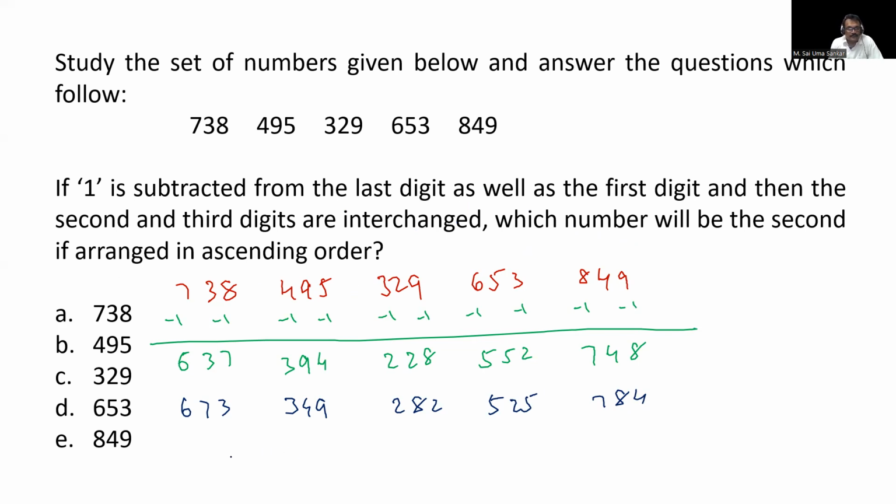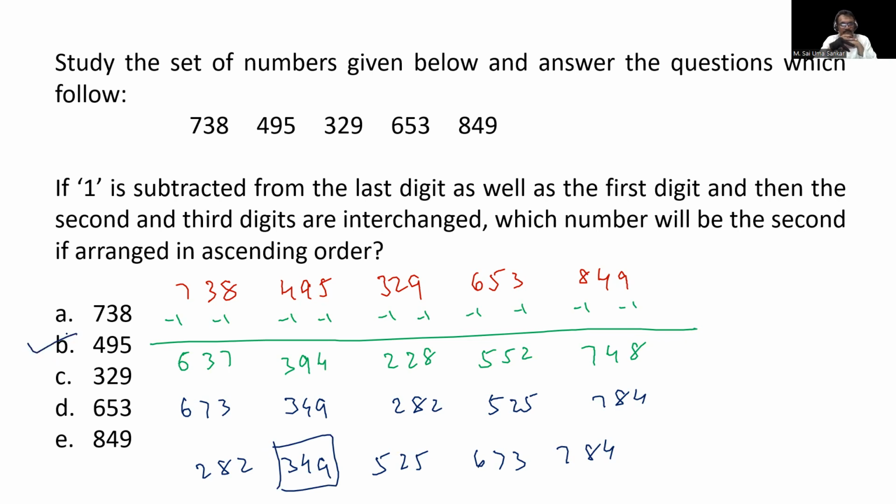Ascending order. So first 282, 349, and 525, 673, and 784. Which number will be the second? That means from smallest to largest. So what is the answer? 349. That is equal to 495, which is the required answer.